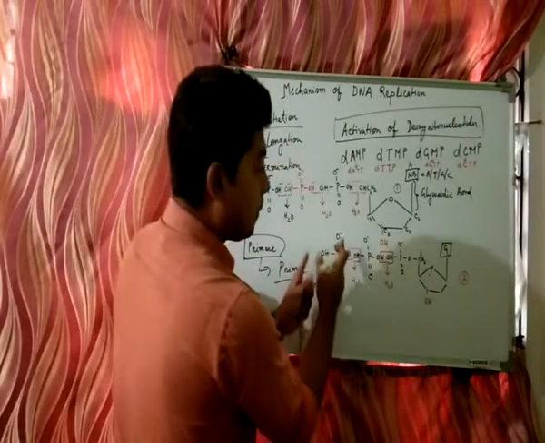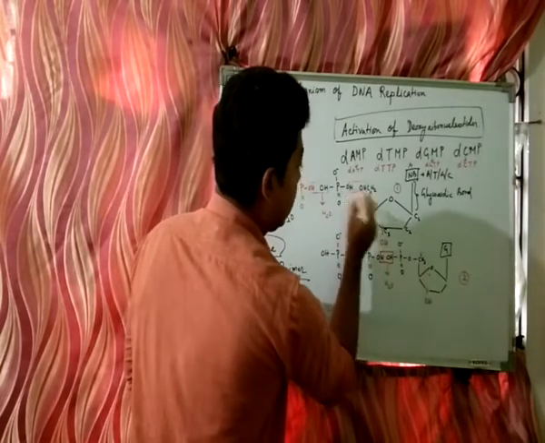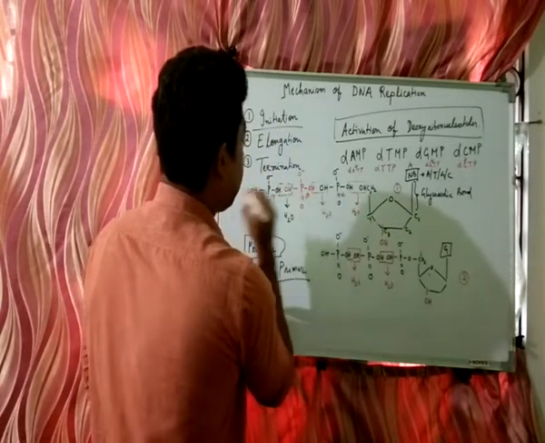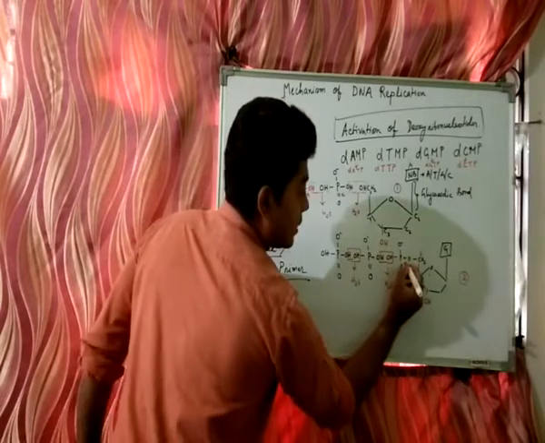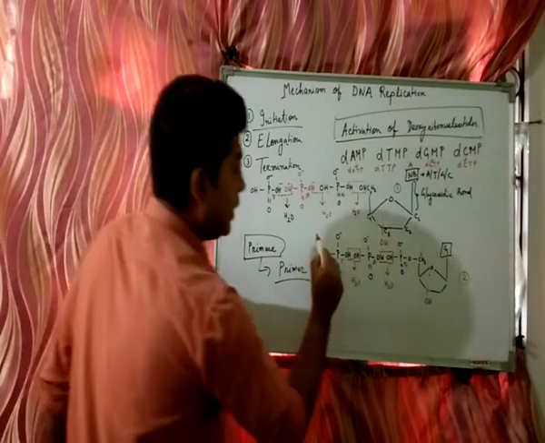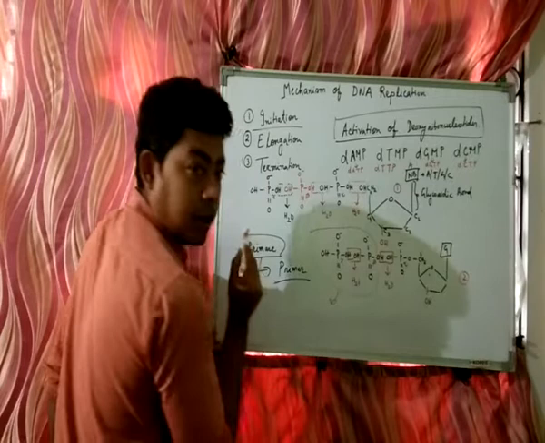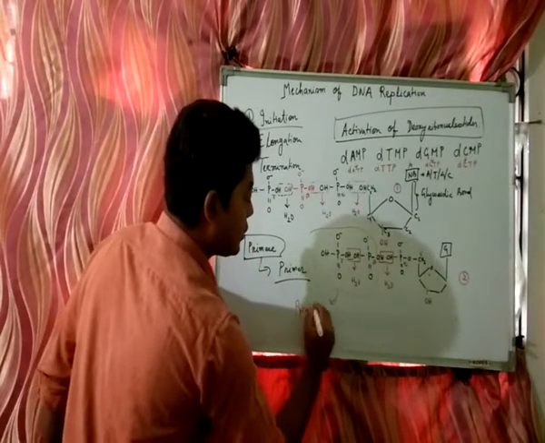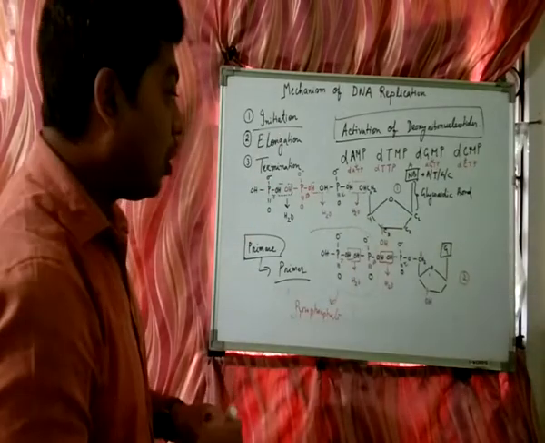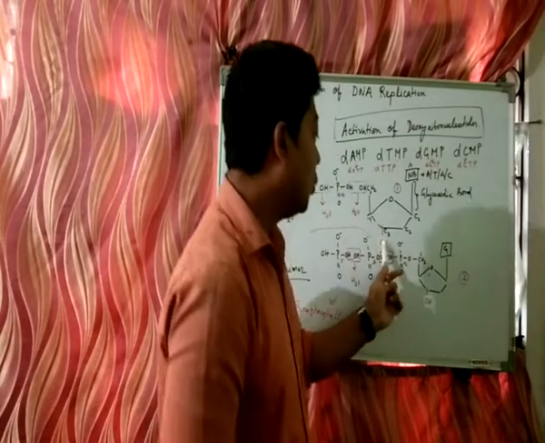Now it will come, and what will happen here? It will release this phosphate. Here I am labeling: this phosphate is called alpha, this is called beta, and this is called gamma. Here also I am labeling: this one is alpha, beta, and that one is gamma. So what will happen? These two phosphates will be released. These are the pyrophosphates, two phosphates, that will be released, and only this phosphate will bind.